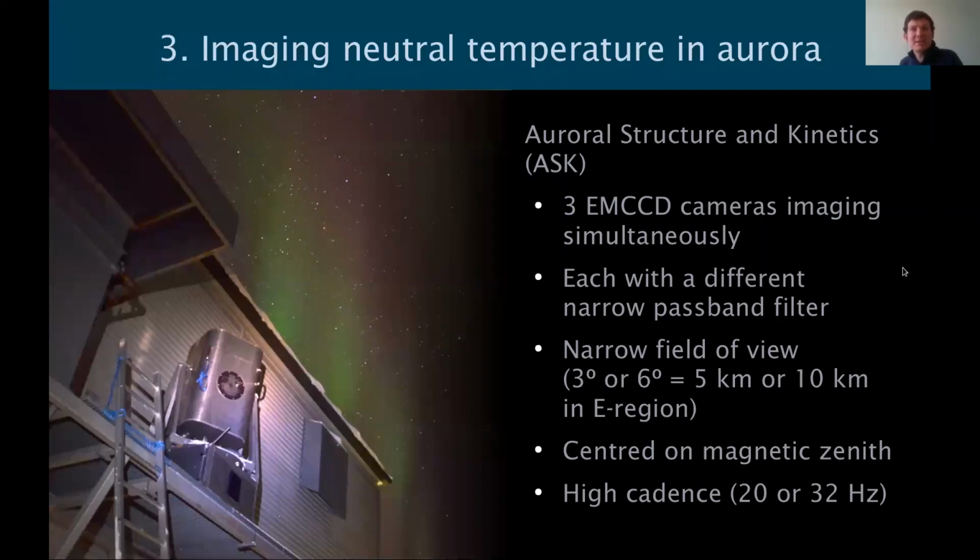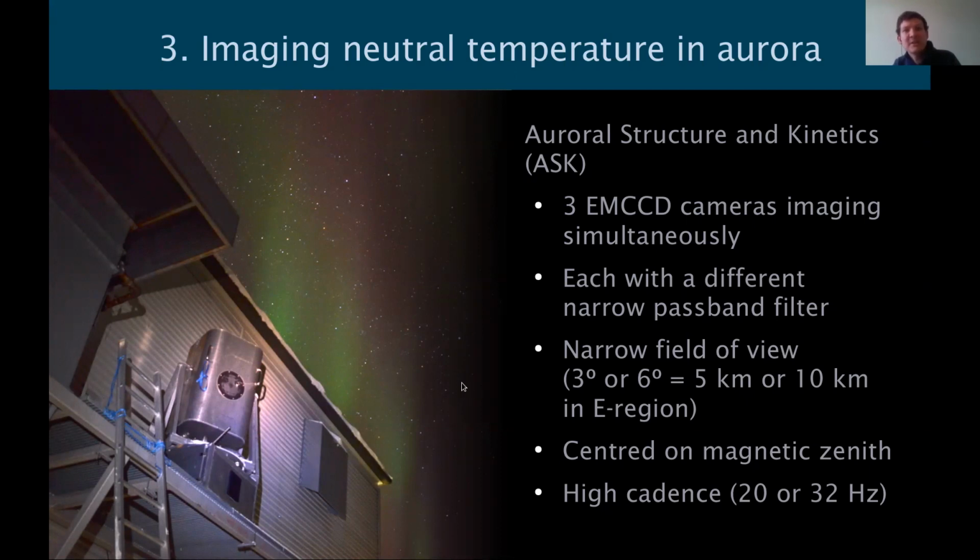Okay, the next section of the talk, I'm going to be talking about imaging neutral temperature. So I'm done with the profiles for the moment. And this work is using another instrument we have on Svalbard called ASK, which stands for Auroral Structure and Kinetics. And this is an imager which observes with three highly sensitive electron multiplying CCD cameras simultaneously. And the reason we have three of them is to look at three different specific emissions. So they each have a different narrow passband filter to select specific auroral emissions. And they have optics on top to produce a 3-degree or 6-degree field of view.